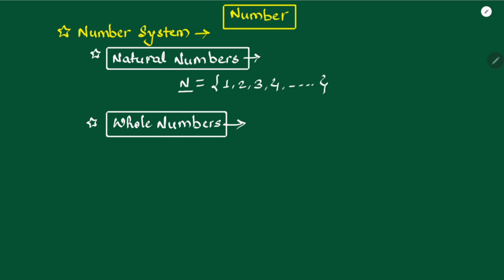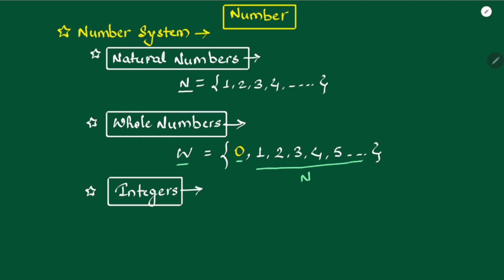Let's talk about whole numbers. We have the set of natural numbers, and if we add a 0 to the collection, then we will get whole numbers. Let me show you how. So here you can see that this part is already the set of natural numbers, and what I have done is that I have added a 0 to the set, and now this new collection is the collection of whole numbers, and that is denoted by capital W.